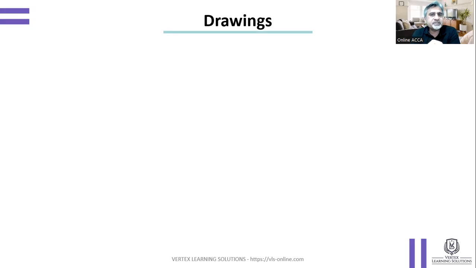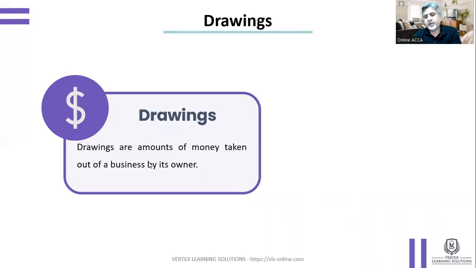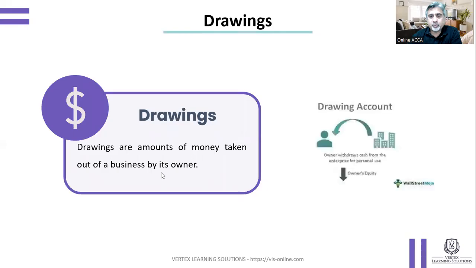In fact, drawings are subtracted from the capital. We consider it as the opposite of capital. When you put money into the business, it is called capital you have added. When you take drawings out of the business, your capital decreases. So we'll discuss drawings here and a few more concepts. Drawings are the amounts of money, and it could be goods as well, taken out of a business by its owner.